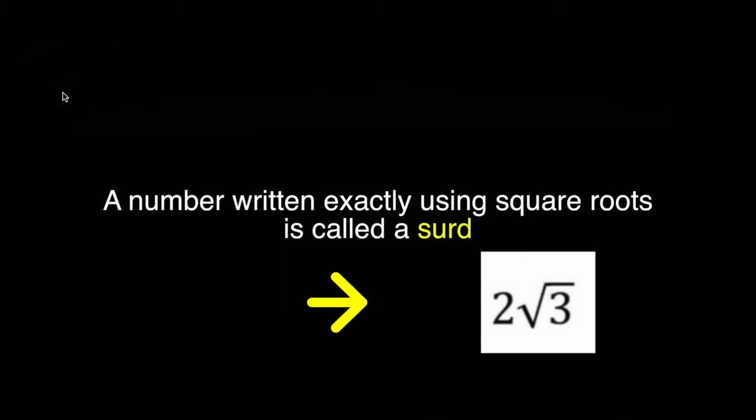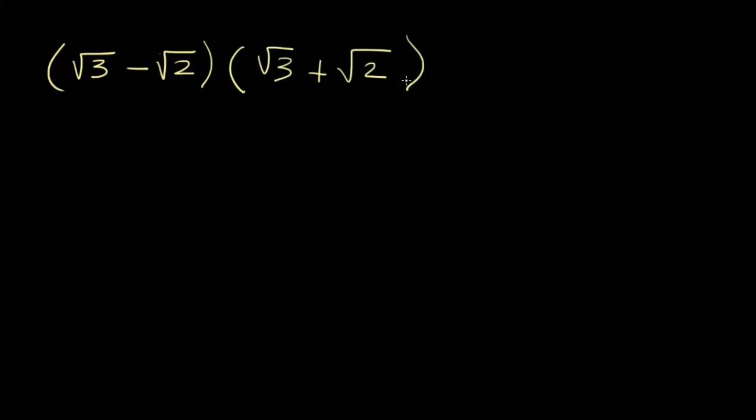Now, another easy question to handle, which is grade A star, grade A, depending on how it comes, which involves expanding brackets involving surds. So for example, if we have root 3 take away root 2 being multiplied with root 3 plus root 2, and the question is expand and simplify.